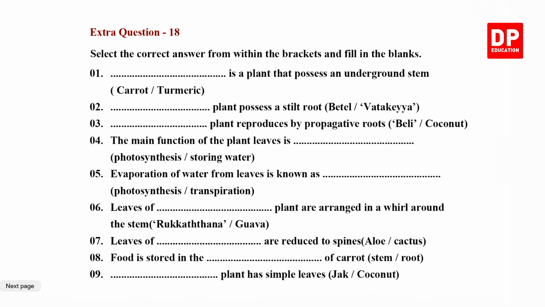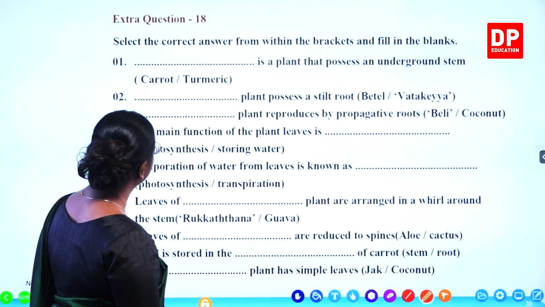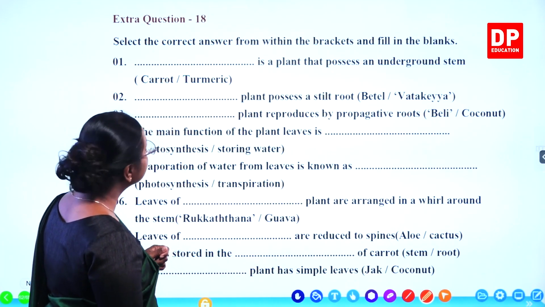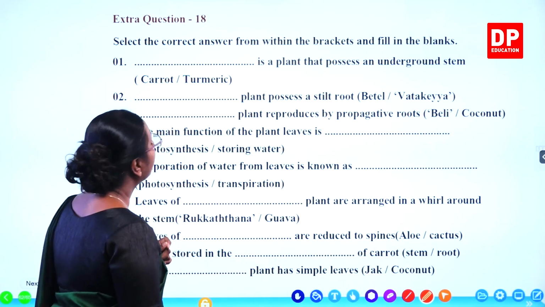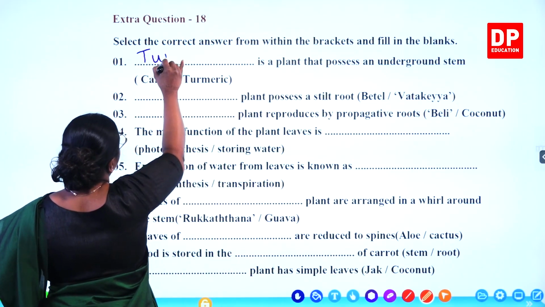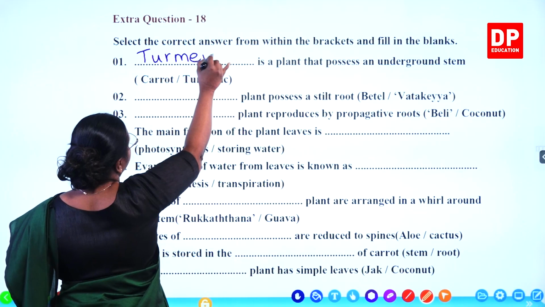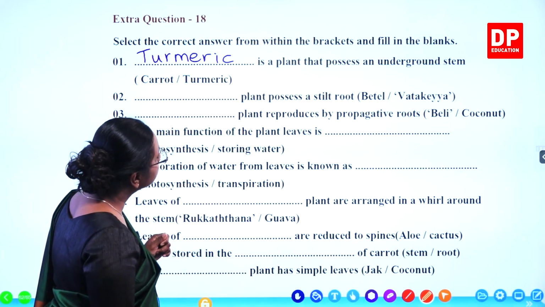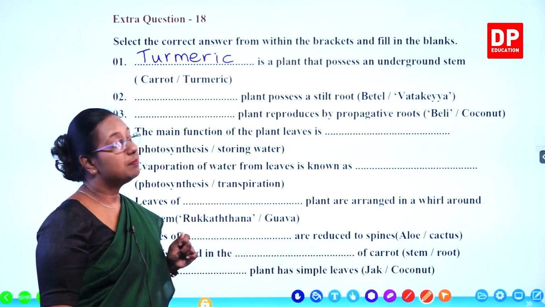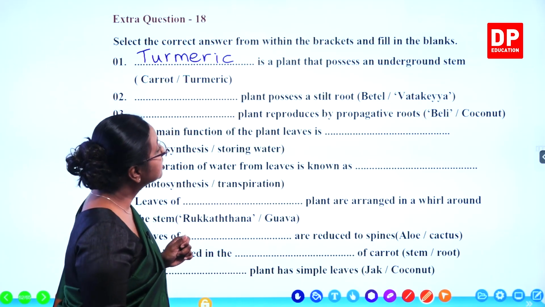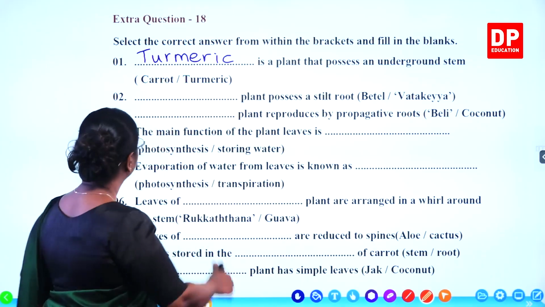Extra question 18. Select the correct answer from within the brackets and fill in the blanks. So there is a blank, is a plant that possesses an underground stem. Carrot or turmeric? It is turmeric. Turmeric is a plant that possesses underground stems. Then the next one. Blank plant possesses a stilt root. Betel or Vatakeya, which possesses a stilt root? It's Vatakeya.